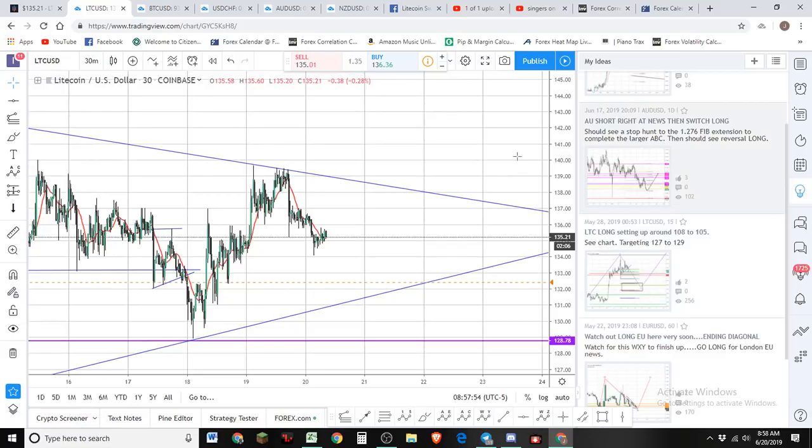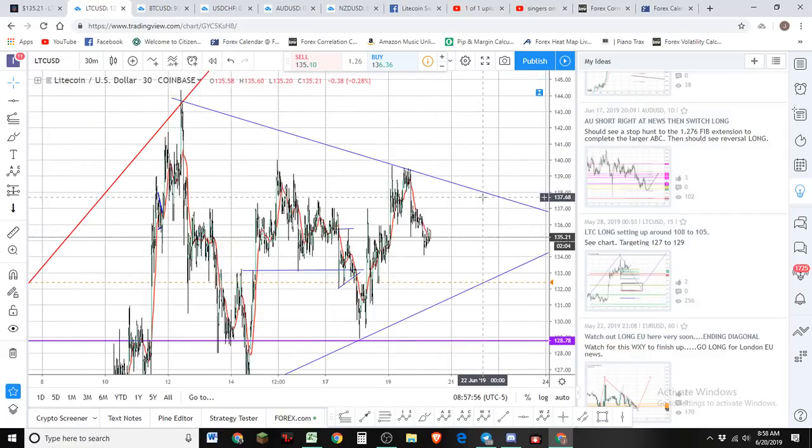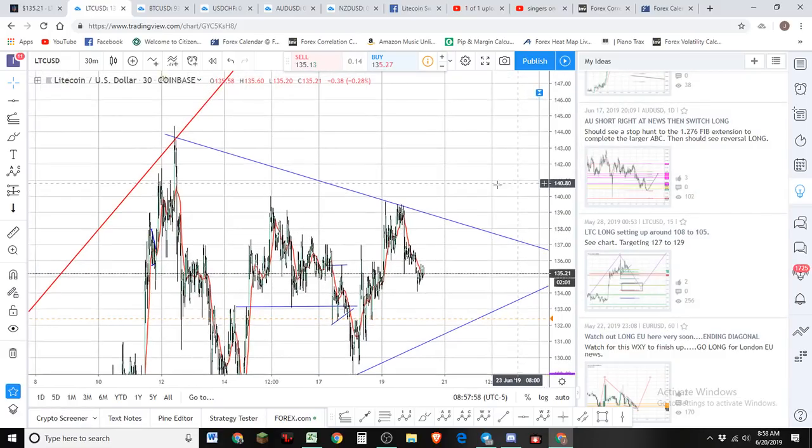I'm still looking for a first target of 155, and then a secondary target later on of 180 in Litecoin. So we'll see what it gives us over time.